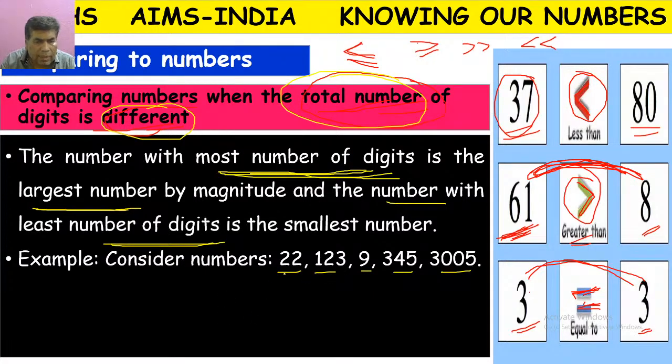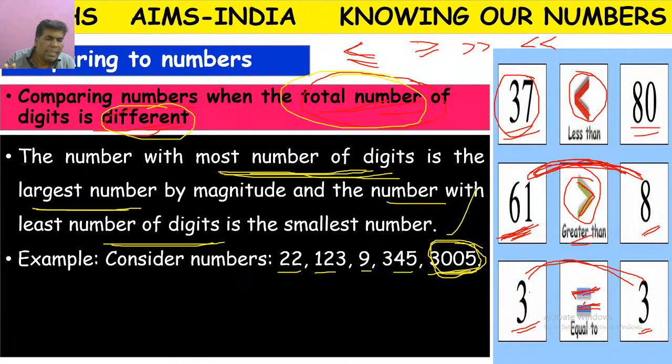In these 5 numbers, the number of digits differ: a 2-digit number, 3-digit, single digit, 3-digit, and 4-digit number. So what is the largest number, the one which has more digits? Very good. Many of you have given the answer 3005. Compared to all other numbers, this number has 4 digits. So this is the largest number.